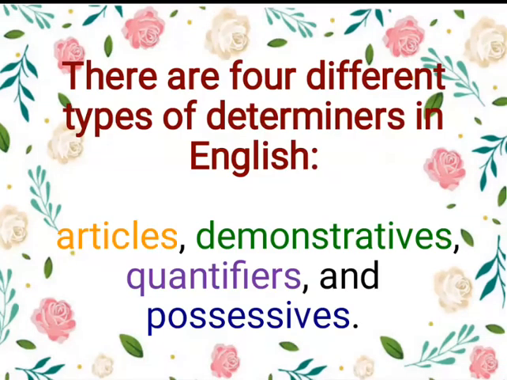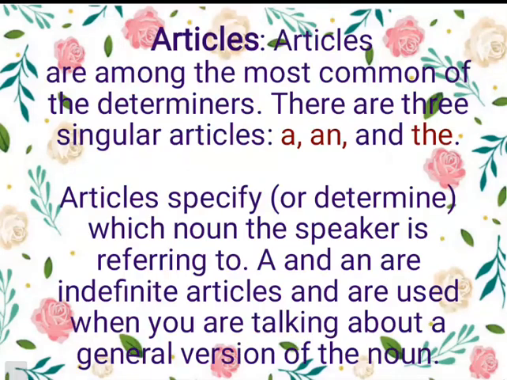So there are four different types of determiners in English. Here we're going to see the various determiners for every word in the determiner that you get to know. One, we have articles, demonstratives, quantifiers, and possessive determiners. Let's take them one after the other.